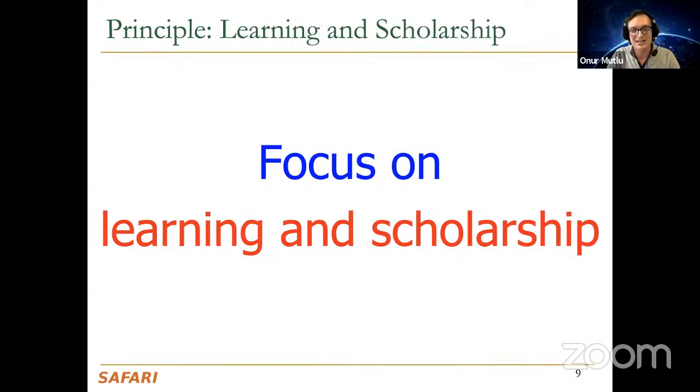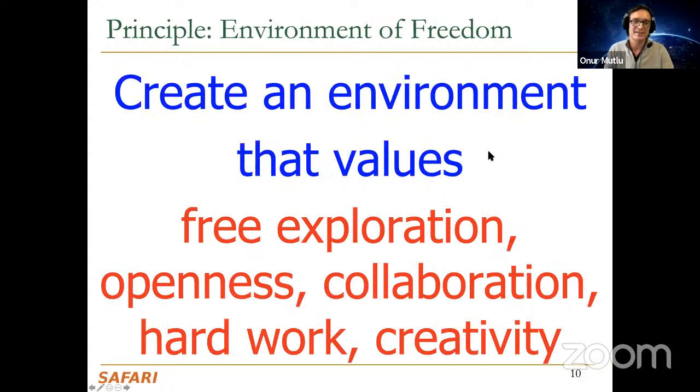Focus on learning and scholarship. This is important. Clearly, you're just starting your studies, especially if you're at ETH. So this is, I think, a pillar. And on top of that, what we do in my research group: I'd like to create an environment that values free exploration, openness, collaboration, hard work, and creativity. And I think these five pillars are important for both teaching and research.